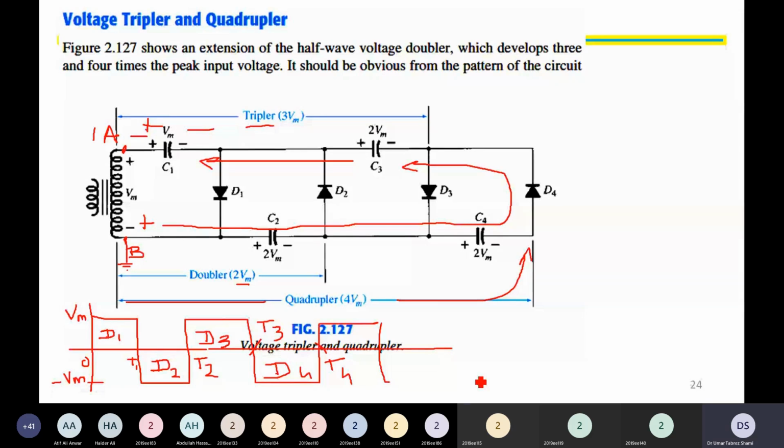Sir, why don't we use another transformer? Why use all these diodes and capacitors? Yes, that is a very natural question: why not use a transformer which has a large number of turns in the secondary winding? That is quite true.